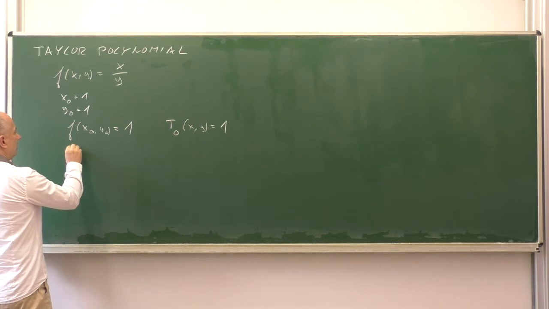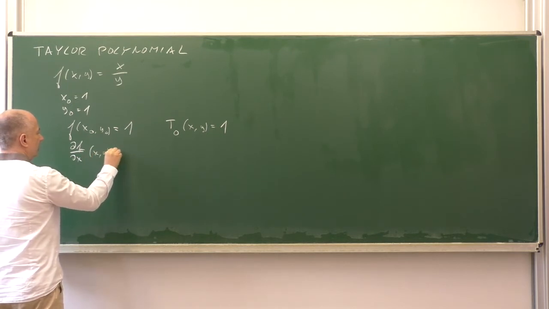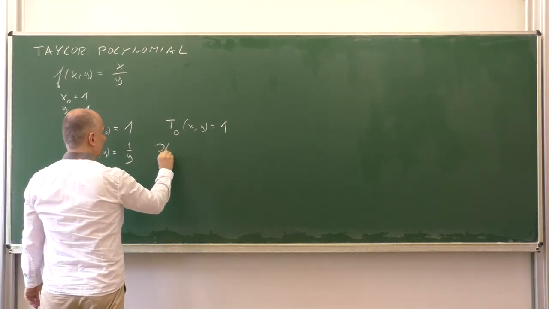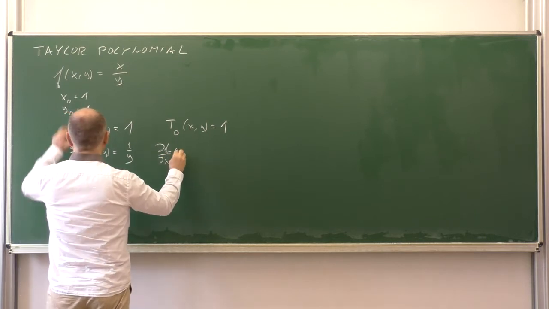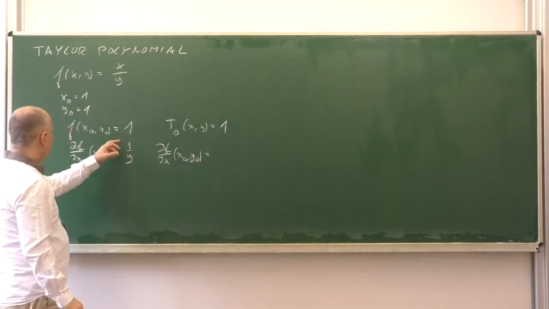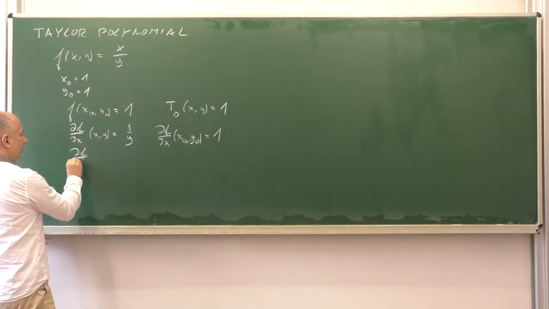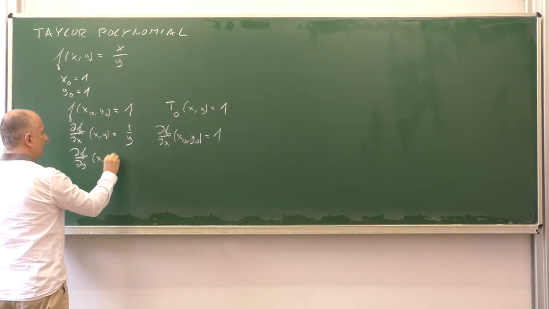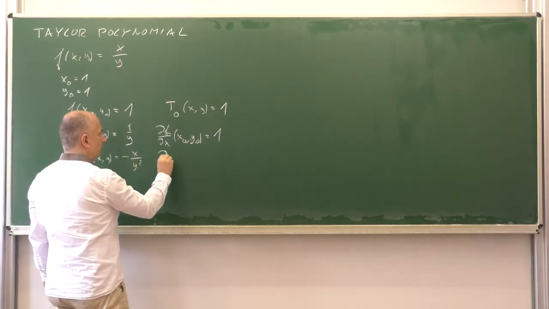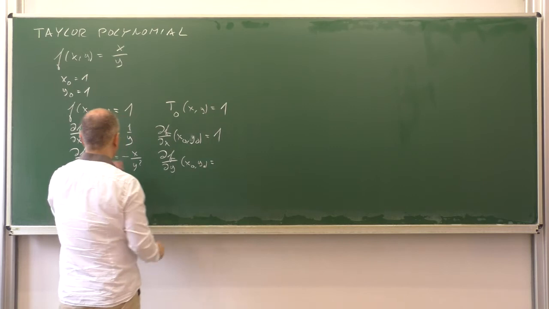If we consider the partial derivative of f with respect to x at the general point x, y, then this is 1 over y. And we can find the partial derivative at the point x0, y0, which is 1 over 1, which is again 1. And we can consider the derivative with respect to y at the general point, which is now minus x divided by y squared. So the partial derivative of f with respect to y at the point x0, y0 is minus 1.